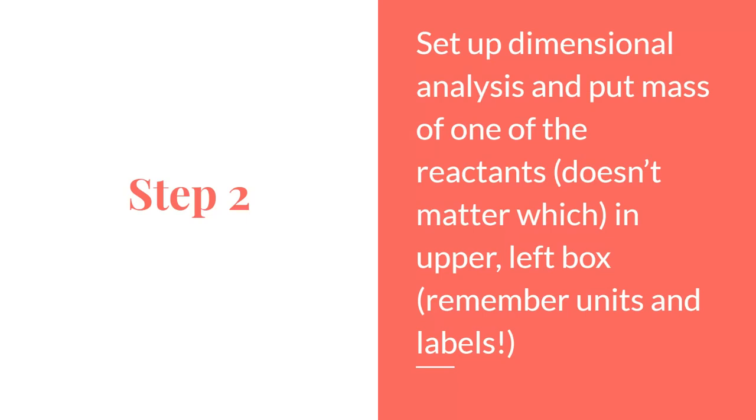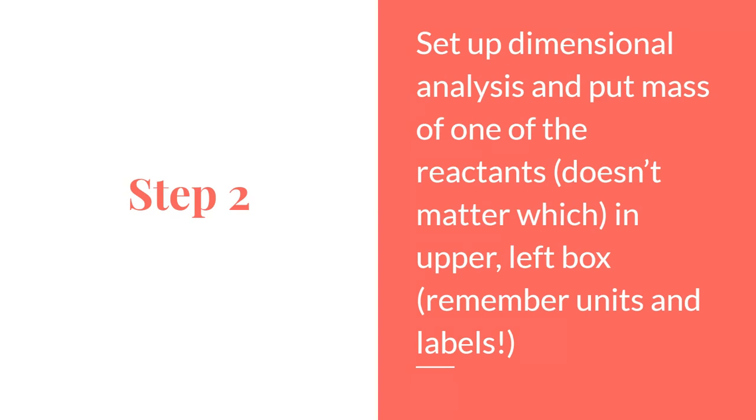The next step is to set up dimensional analysis, and we are going to put the mass of one of the reactants, and it does not matter which one you use. So you might have noticed that that was one of the big differences in this question compared to the ones that you have been doing: now I'm giving you 2 numbers in the problem instead of 1. So we are going to choose one of those numbers. It really doesn't matter which one. I always pick the first one.